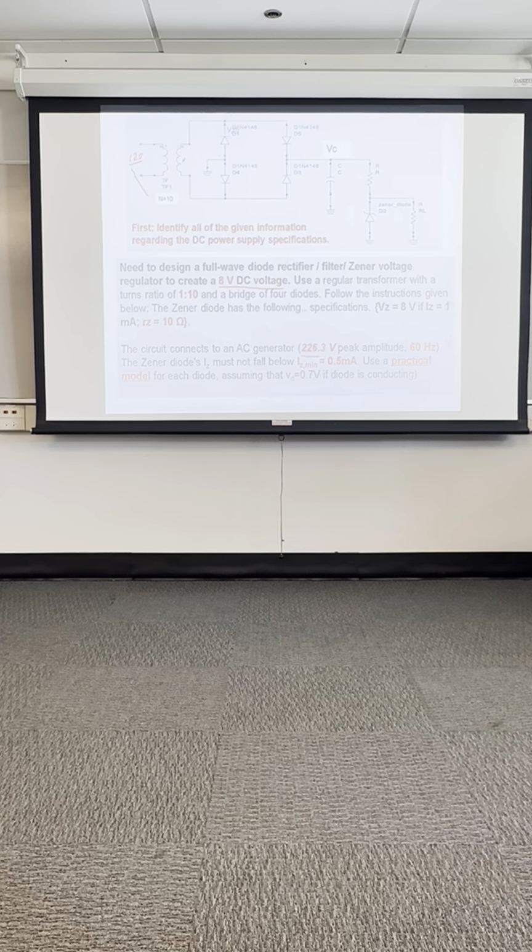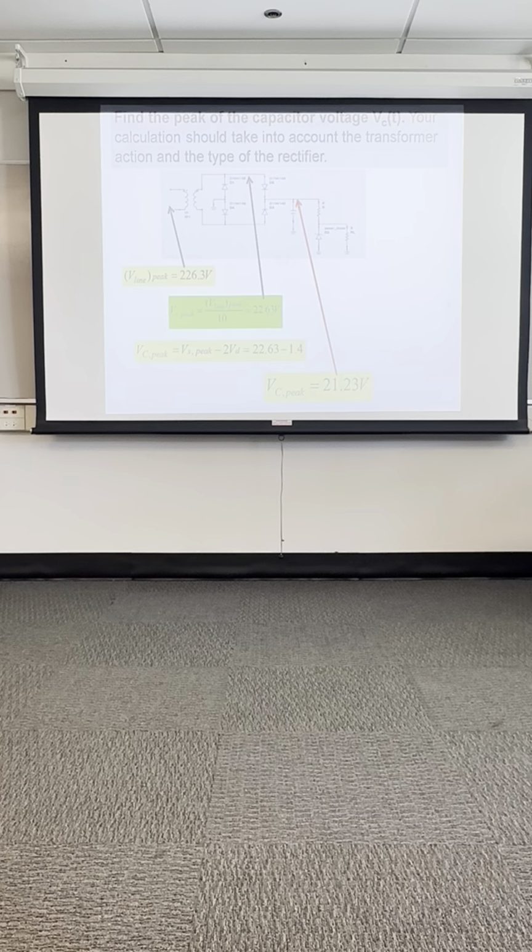When you design rectifiers, you're probably going to design them off of another DC supply. Designing these circuits using transformers is something you probably need to study a lot before you try to use them. But we'll assume that we're going to build this, at least in theory, the way it's shown. So the diode current IZ-min is 0.5 milliamp. Use a practical model for each diode, assuming the diodes turn on at 0.7 volts if it's on.